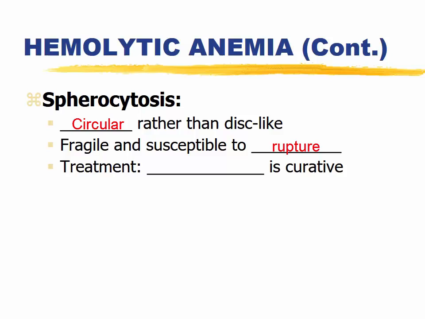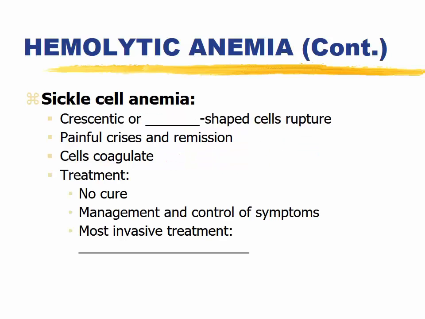As far as the treatment for spherocytosis, a splenectomy is curative. Sickle cell anemia is a condition in which the hemoglobin molecule is abnormal and the red blood cells are crescentic or sickle-shaped and tend to rupture. Throughout their lives, patients with sickle cell anemia are plagued by recurrent painful crises.